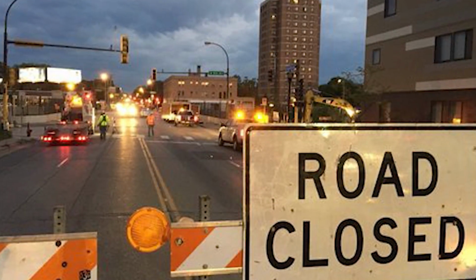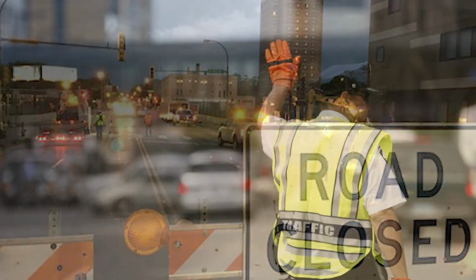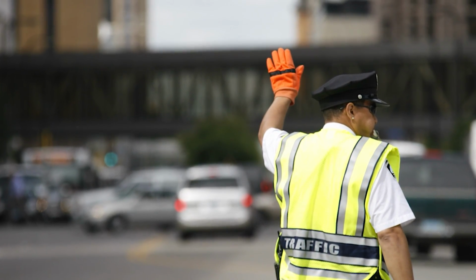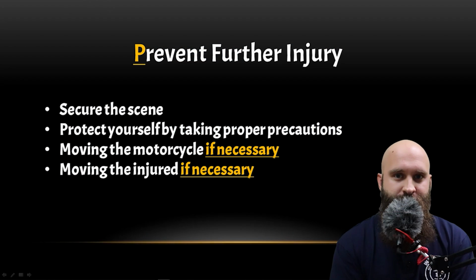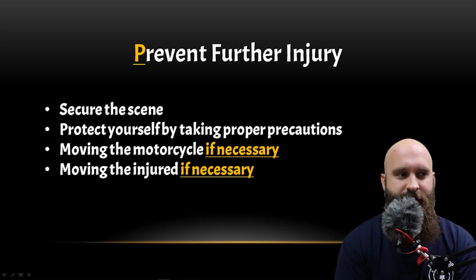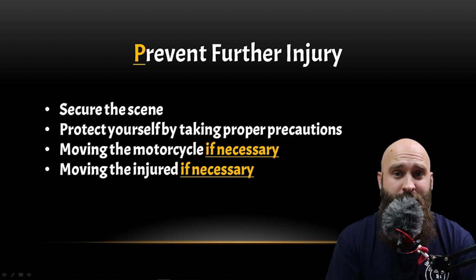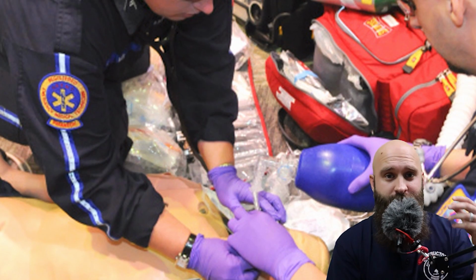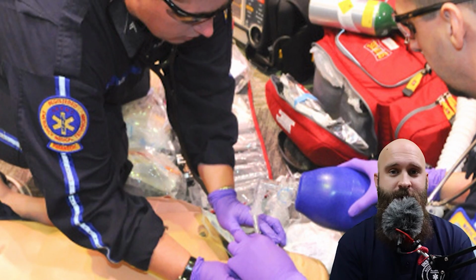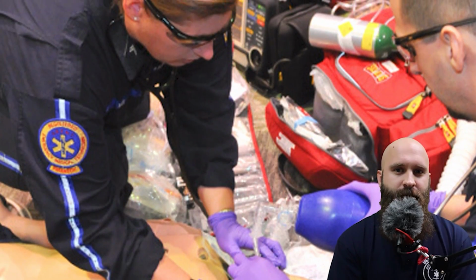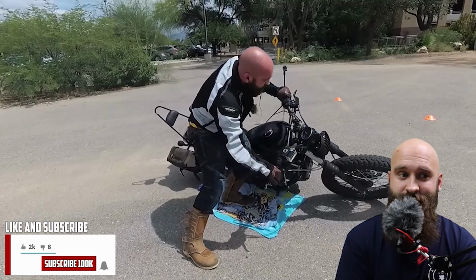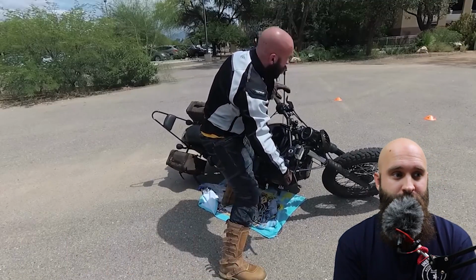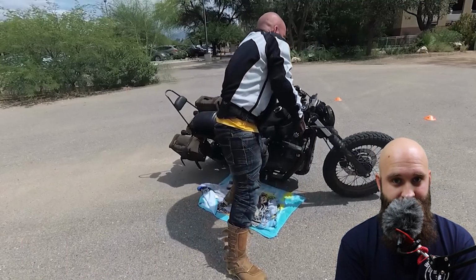And securing it means, the main thing is traffic. And we're going to learn how to direct traffic pretty soon, but secure it so you don't get hit. Secure it so that when the motorcycle catches fire, you don't get burned. These are all little things. So protect yourself by taking proper precautions. So we're going to be wearing gloves, we're going to be wearing glasses and a few other things. And we're going to be talking about how to lift a bike if we have to so we don't hurt ourselves. Once again, moving the motorcycle if necessary and moving the injured if necessary. And we'll go over that.